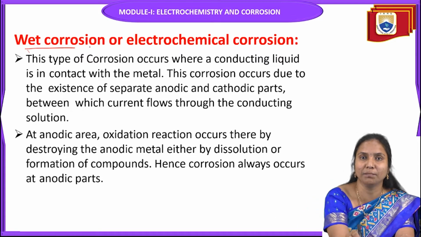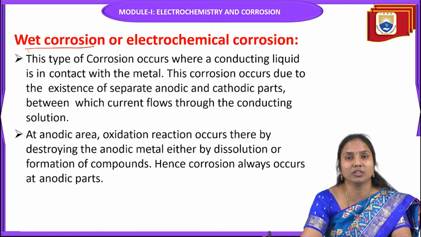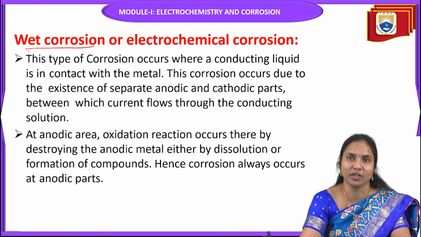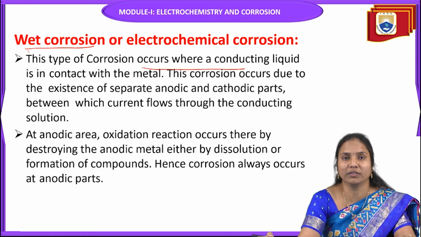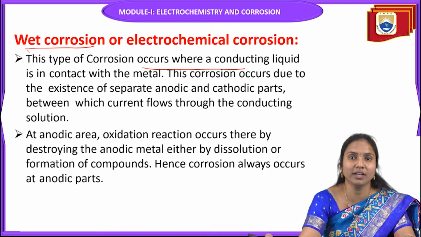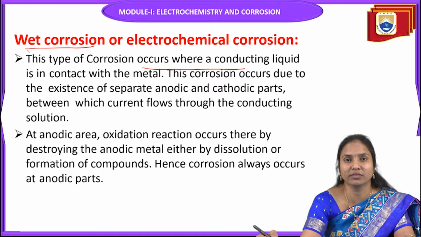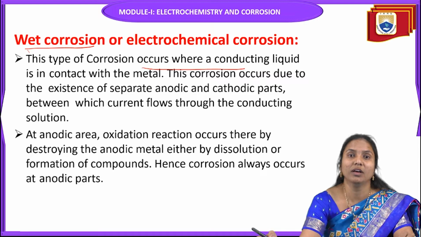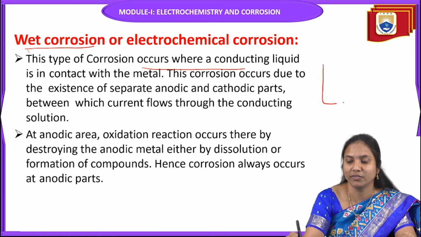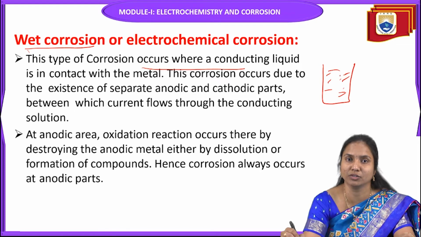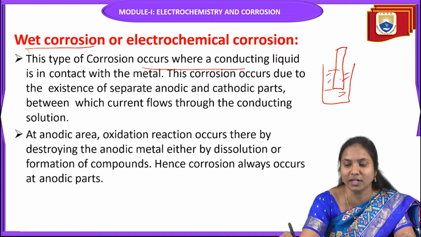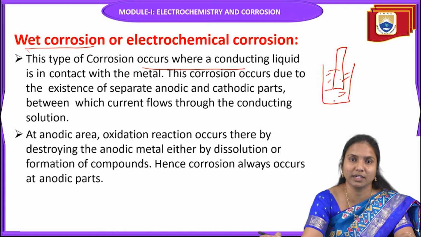Now we will discuss the second type of corrosion, wet corrosion. It is also called electrochemical corrosion. In this corrosion, the metal interacts with a conducting liquid. Conducting liquid means one which allows electricity. The metal is in contact with the conducting liquid, or partially or completely dipped in a conducting solution. For example, in this beaker we are taking an electrolyte, that means a conducting solution, and the metal is partially or completely dipped in it.